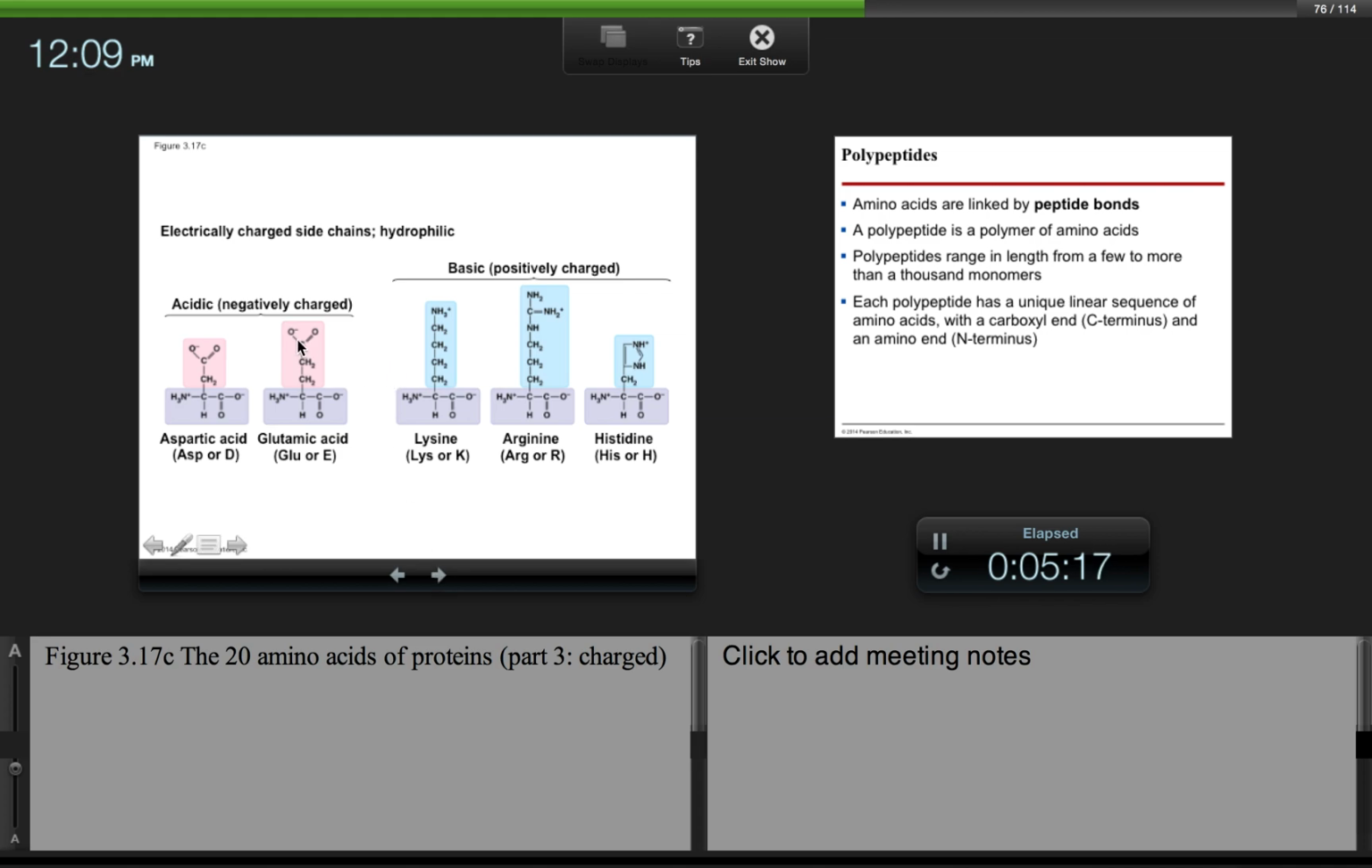And then we have acidic side chains, or acidic amino acids, which are negatively charged, and basic amino acids, which are positively charged. So you can see that the side chains carry charges in all of these examples.